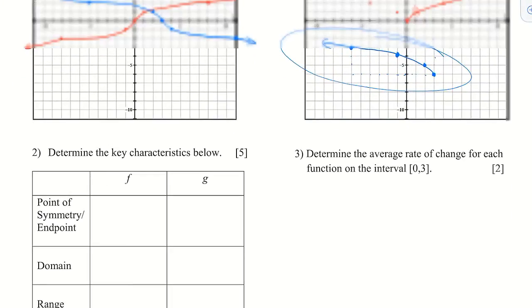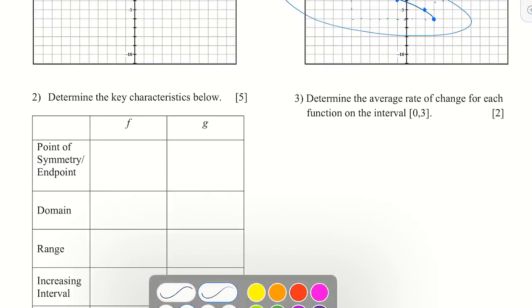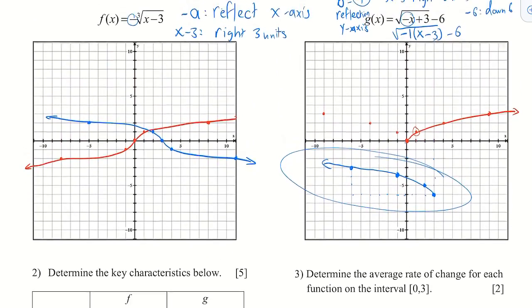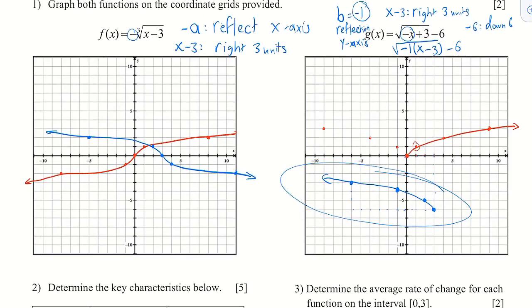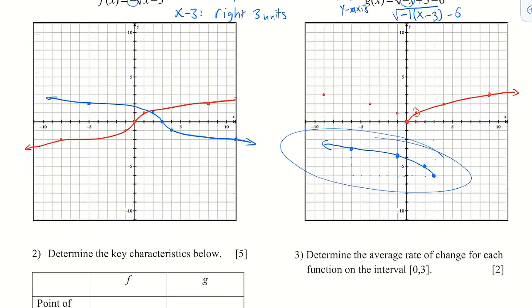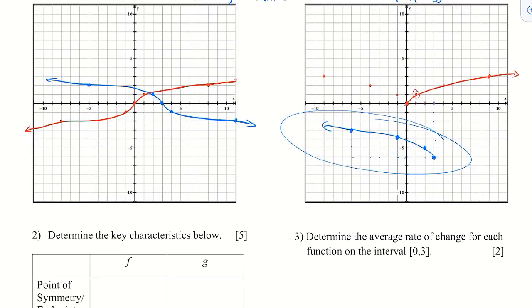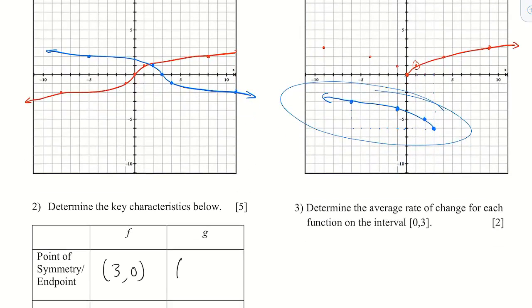Okay, so describe the characteristics for each one of these. So for the first one, the point of symmetry is actually going to end up being, for F, 3, 0. While G, on the other hand, is going to end up becoming 3, -6. So they were both moved over 3 units, but the other one was moved down 6 units.